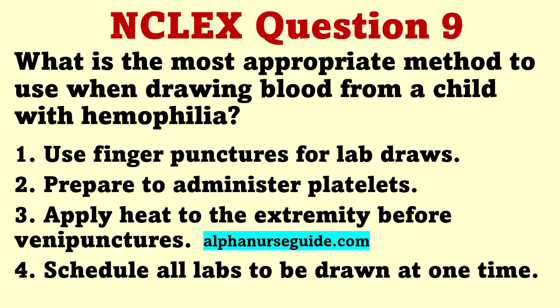What is the most appropriate method to use when drawing blood from a child with hemophilia? 1. Use finger punctures for lab draws. 2. Prepare to administer platelets. 3. Apply heat to the extremity before venipunctures. 4. Schedule all labs to be drawn at one time.